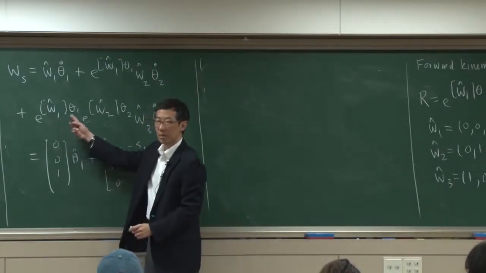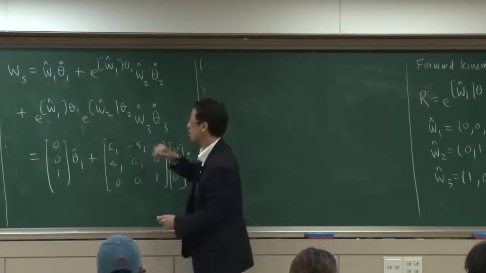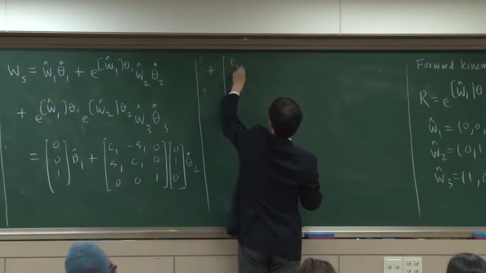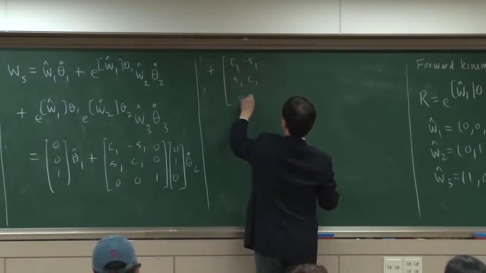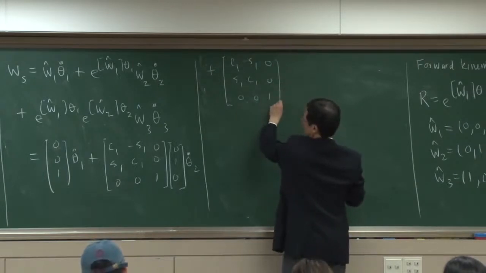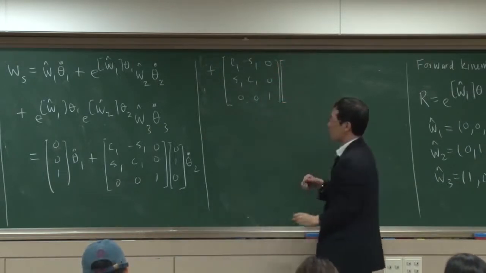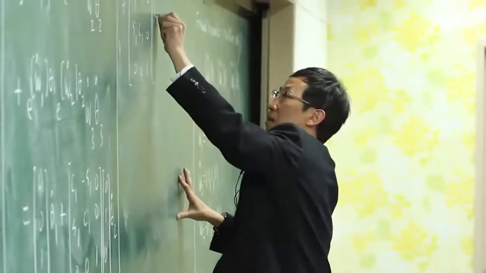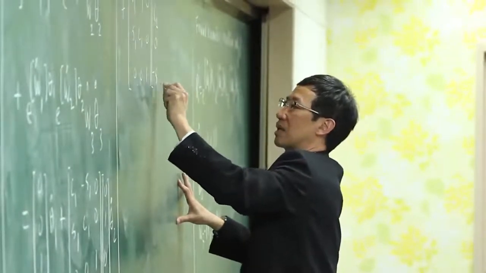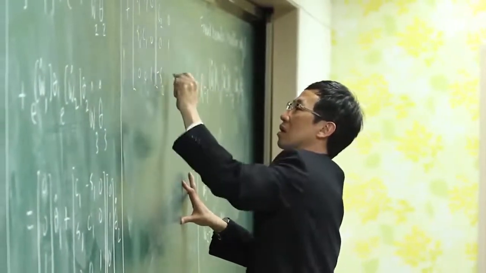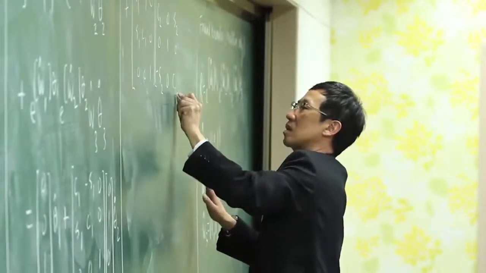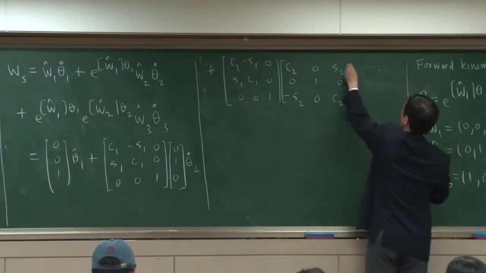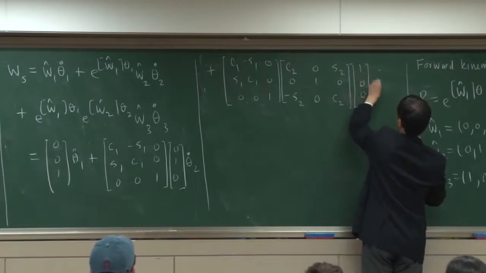Rotation around z multiplied by rotation around y. So plus rotation around z, C1, minus S1, S1, C1, 0, 0, 0, 0, 1, times rotation around the y-axis by angle theta 2. So this is C2, 0, S2, 0, 1, 0, minus S2, 0, C2, multiplied by omega 3, which is the x-axis, 1, 0, 0, times theta 3 dot.